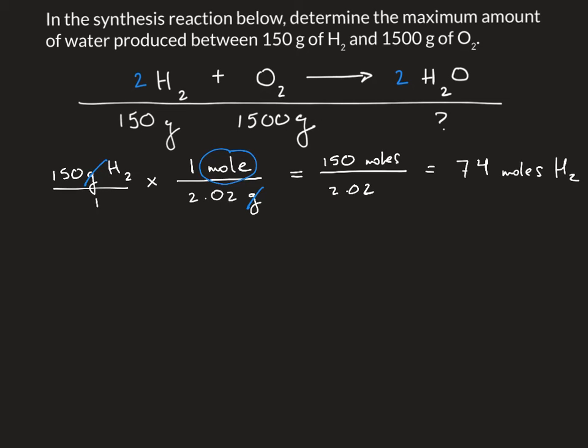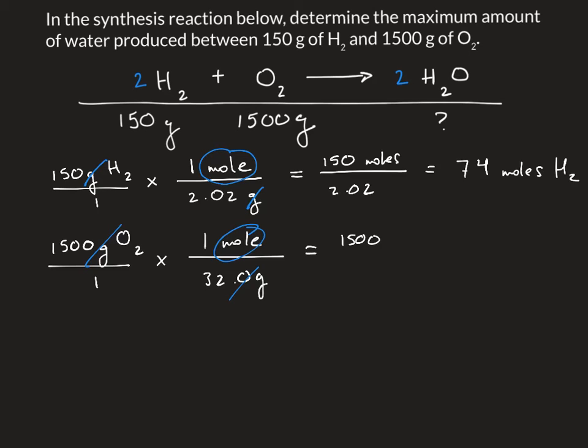Okay, now we're going to go ahead and do the same thing with our oxygen. We have 1,500 grams of oxygen. Okay, so in 1 mole of oxygen, I put 32 grams of oxygen. Same thing here, guys. Grams cancels, leaving us with moles. We end up with 1,500 moles divided by 32. And what that gives us is 47 moles of O2.